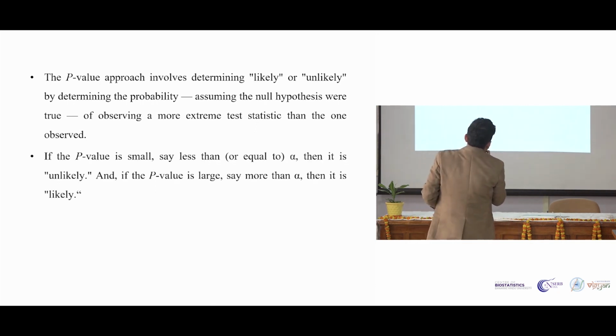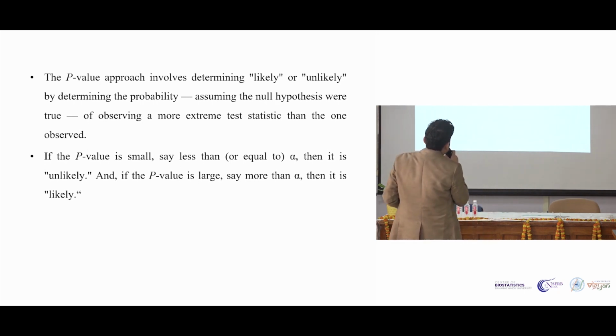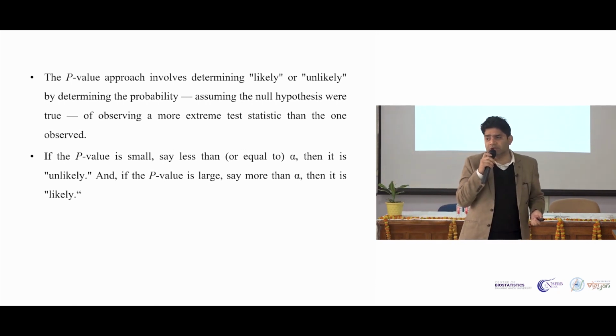If the p-value is small, say less than or equal to alpha, then the null is unlikely, and if the p-value is large, say more than alpha, then it is likely. Sometimes people also say that the p-value is nothing but the upper tolerance limit of type 1 error.